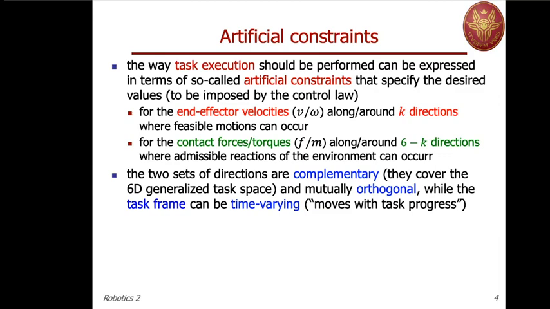Moreover, the task frame can be time varying, in the sense that if we have a contact of an end effector on a surface and we move the end effector on this surface, accordingly, if the task frame is placed at the end effector position, the task frame will move. It may change orientation or not, depending on the geometry of the environment. So we say colloquially that the task frame moves while the task execution is in progress.